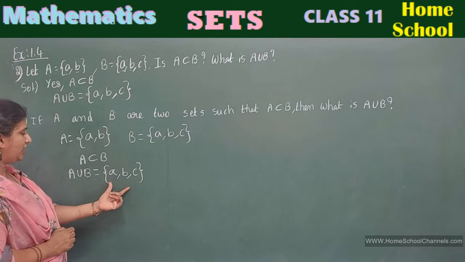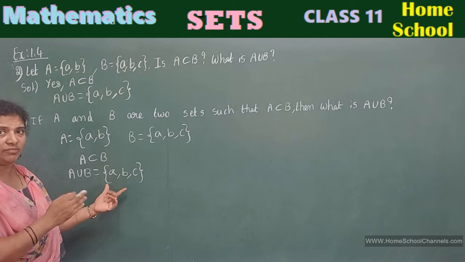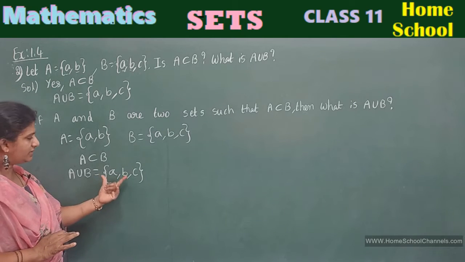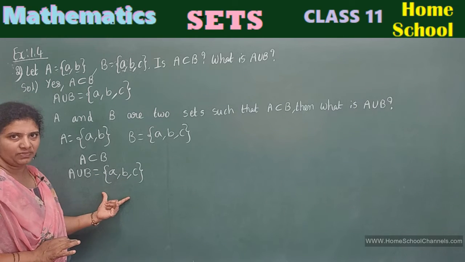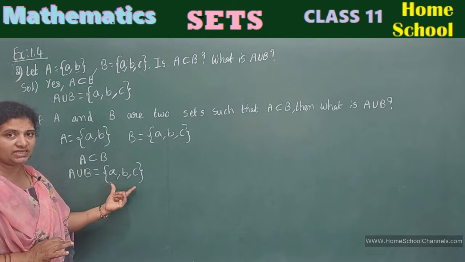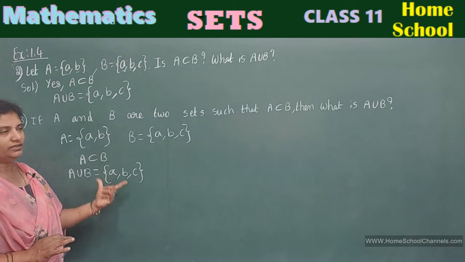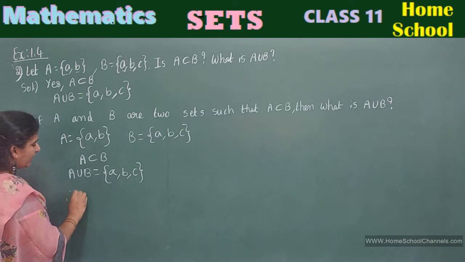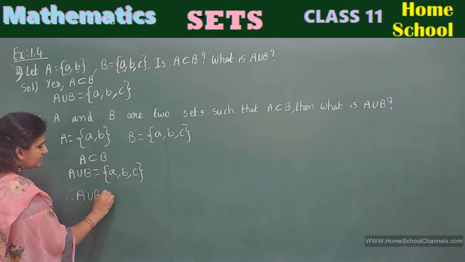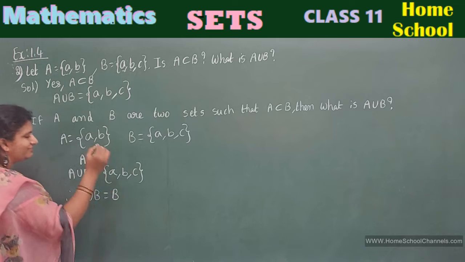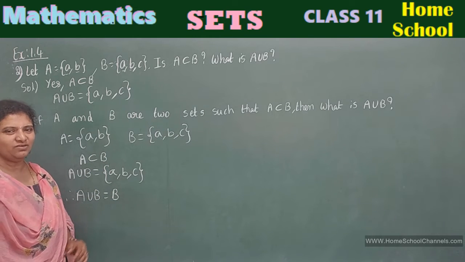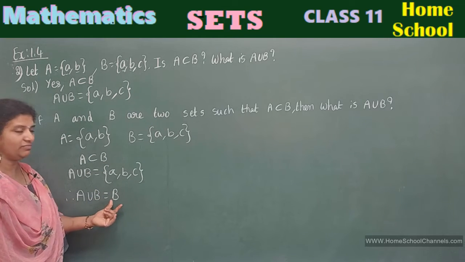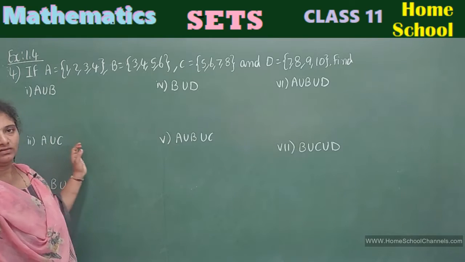What is A union B? They did not ask you ABC as an answer. This ABC set, the set containing the elements ABC, is nothing but B set. So therefore what can I write? A union B is equal to B. That's it. What is A union B? A union B is equal to B.